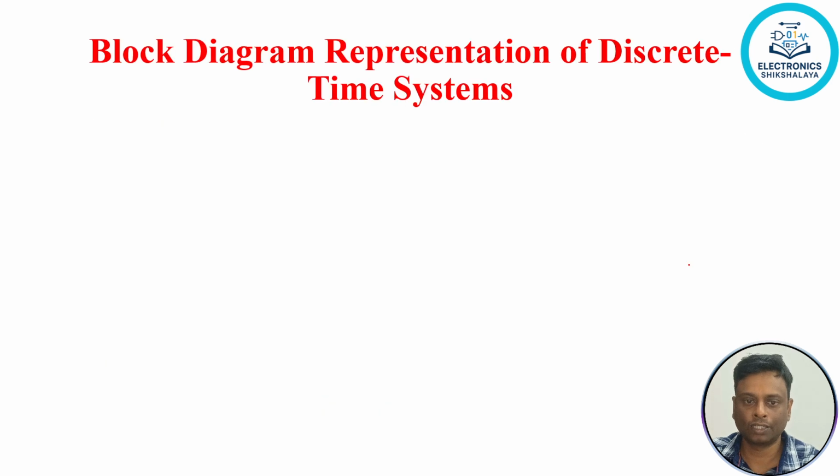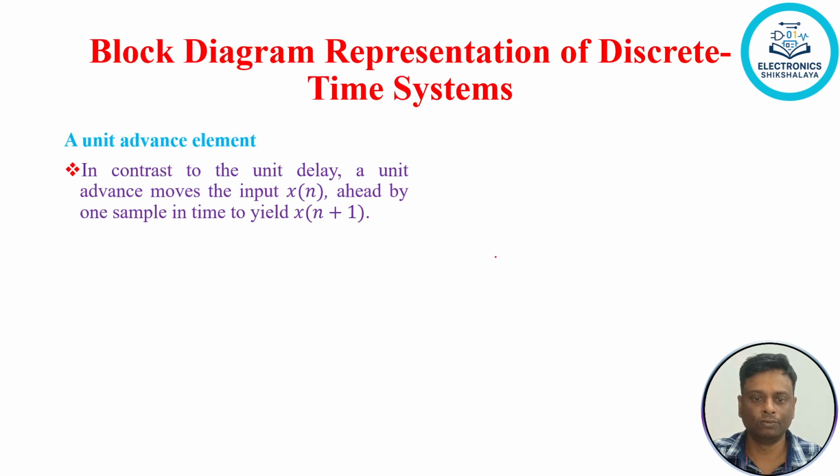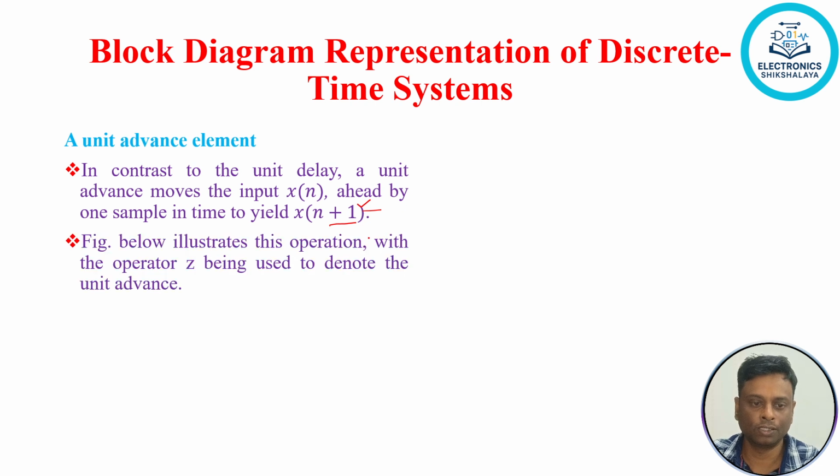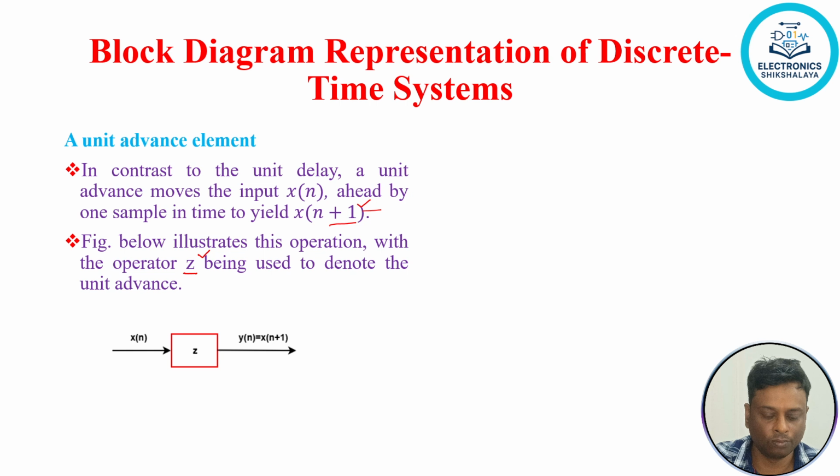Let us see the next one, the unit advance element. Unit advance element means it is ahead by one sample, that is n plus 1. It requires some memory actually. So the output will be x of n plus 1. It is represented by the operator z. This is the block diagram of the unit advance element. It operates on x of n and gives rise to x of n plus 1.